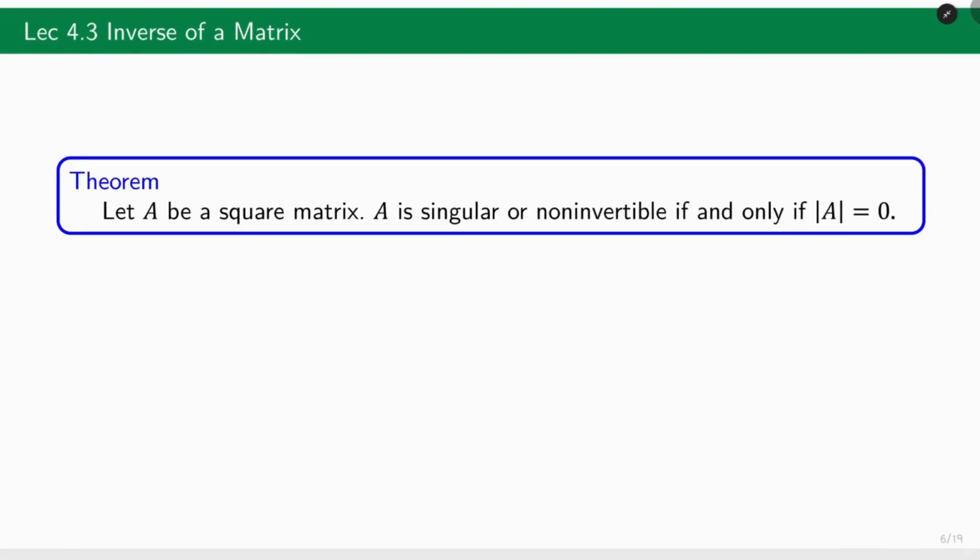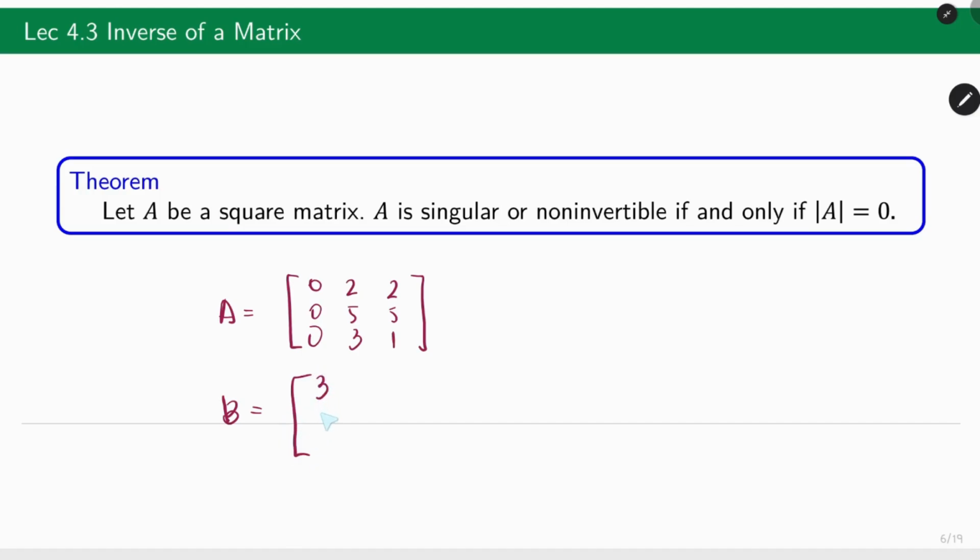Let's have the following theorem. Let A be a square matrix. A is singular or non-invertible if and only if its determinant is equal to 0. What are the examples of this? Suppose we have here matrix A with these entries. As you can see, the determinant of this one is 0. And what else? Let's say you have 3, 4, 5 here, and then 3, 4, 5 again here. The determinant of this one will also result to 0.